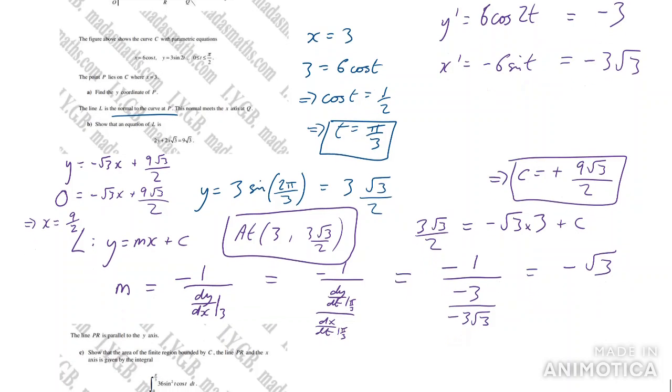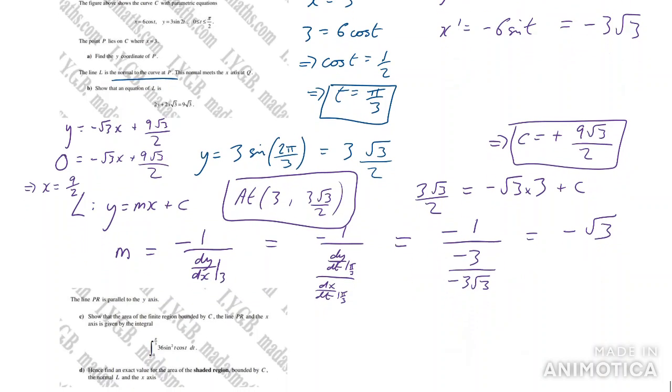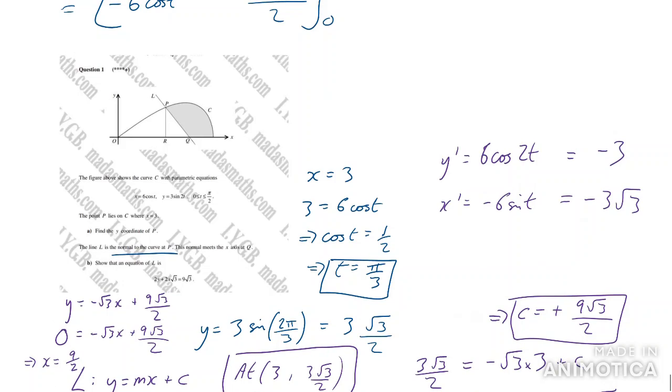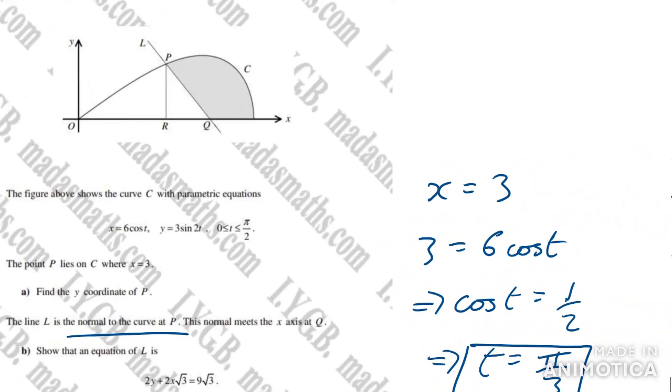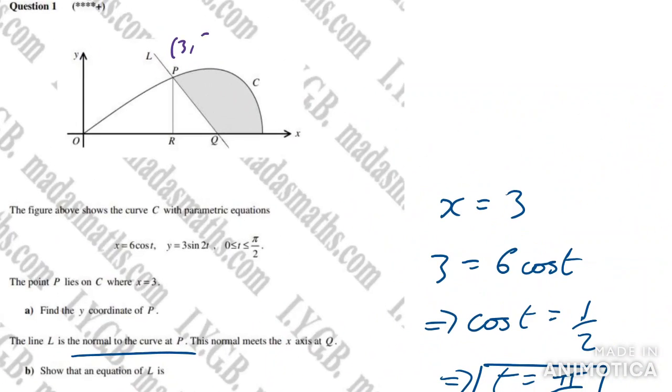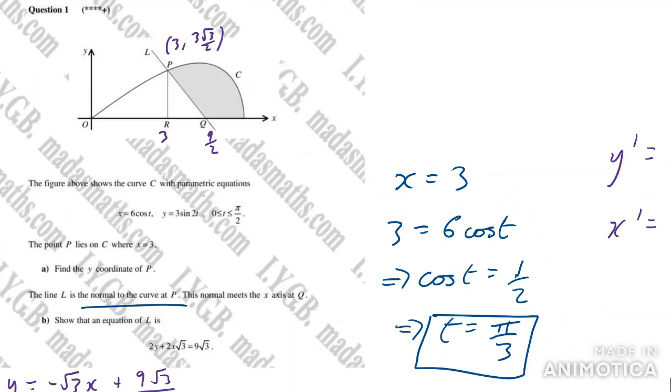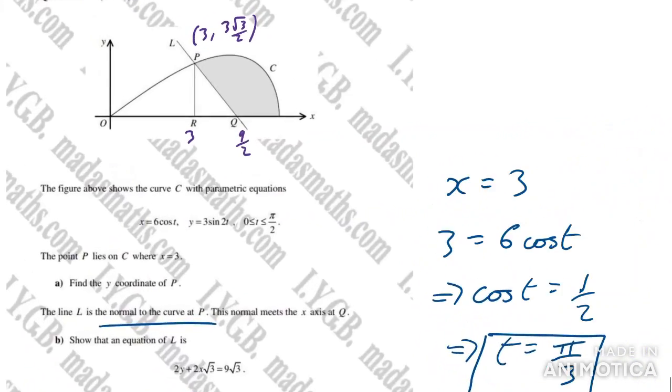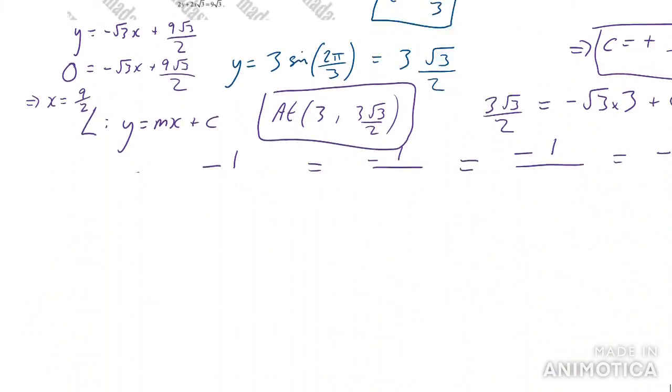Okay. And so then they want us to find effectively the shaded region. So let's just mark on everything we know. This is at the point 3, root 3 over 2. It's at point 3, and this is at the point 9 over 2. Okay, well, how do we get this area? Well, first of all, let's just check.